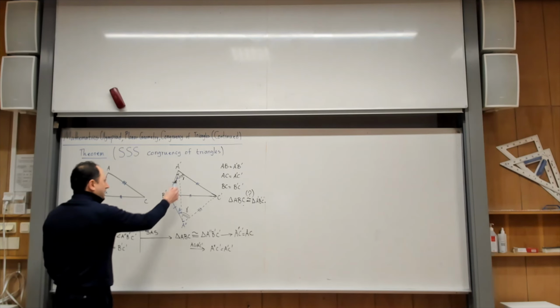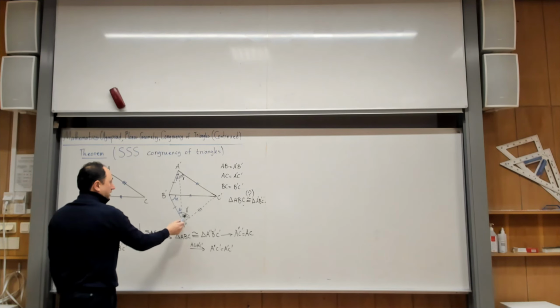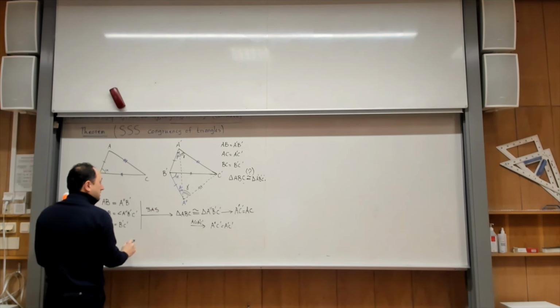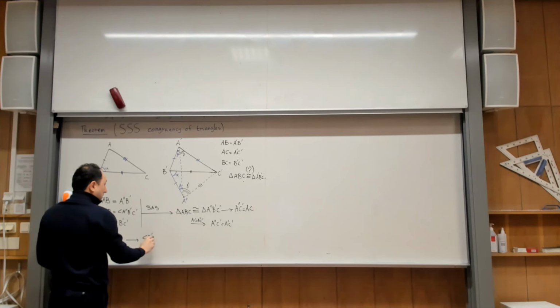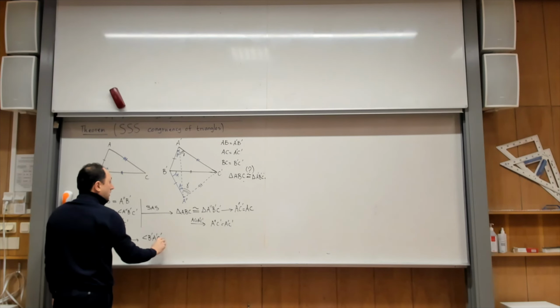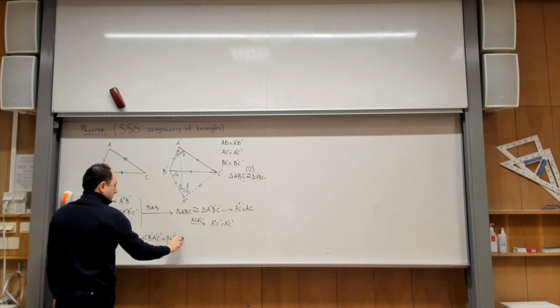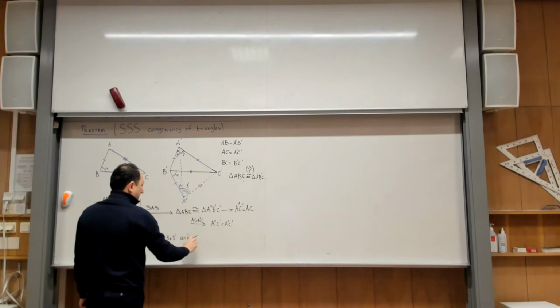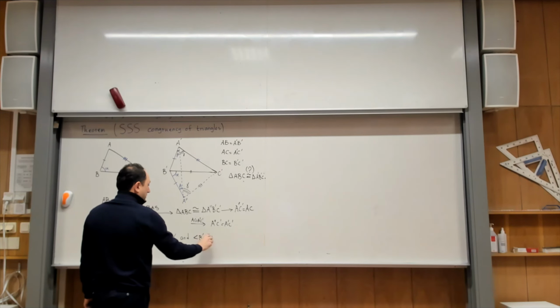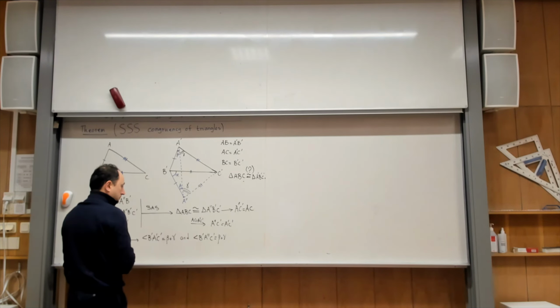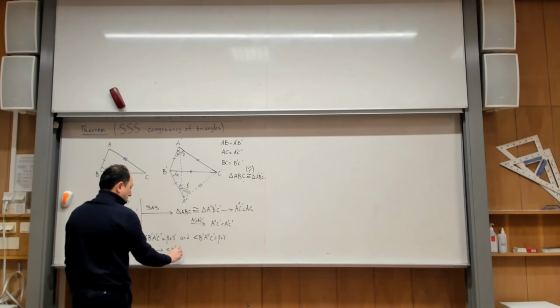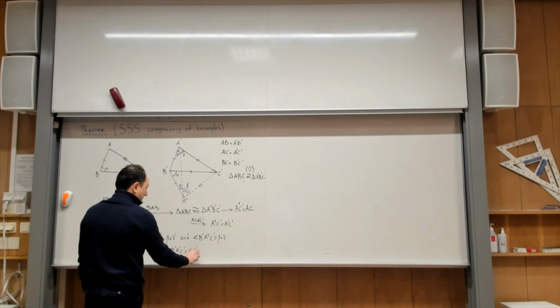This shows that this angle is equal to this angle. So you see, this tells me that angle B prime, A prime, C prime is beta plus gamma, and B prime, A double prime, C prime is also beta plus gamma. Yes? So then this means that B prime, A prime, C prime is equal to B prime, A double prime, C prime.